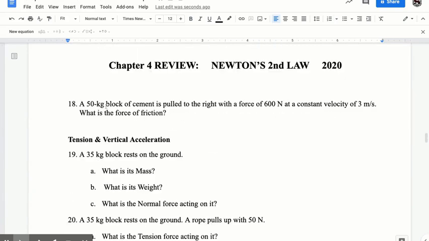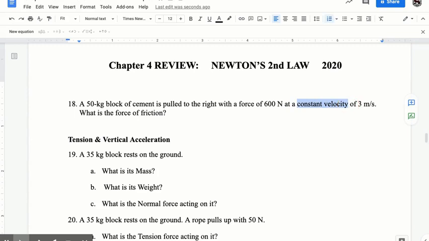A 50-kilogram block of cement is pulled to the right with a force of 600 newtons at a constant velocity of 3 meters per second. What is the force of friction? Now, I was about to go ahead and draw the diagram, but again, we would have a box on a surface not being pulled up or down by anything extra, so we would have gravity and normal force, right? And then it's saying it's being pulled to the right, so it'd have to have an applied force to the right.